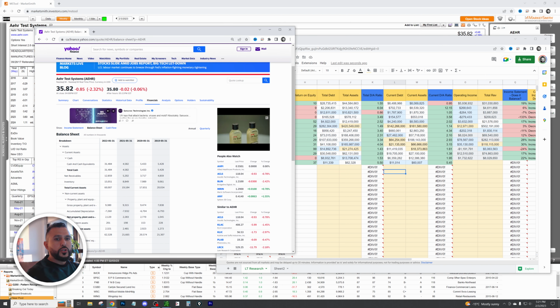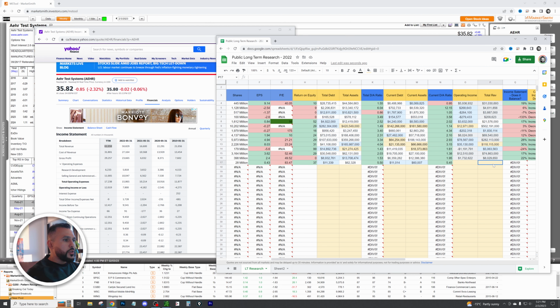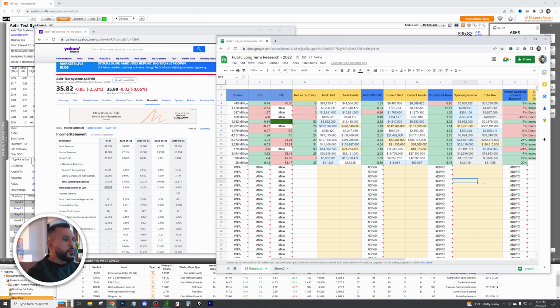Next, we're going to look at operating income and total revenue. Total revenue right here is 61,058. We're going to plug that in right here, and then we're looking at total operating income, 12,000 there. So we got a 20% rule here, and that works as well. Another green figure right here on AEHR.